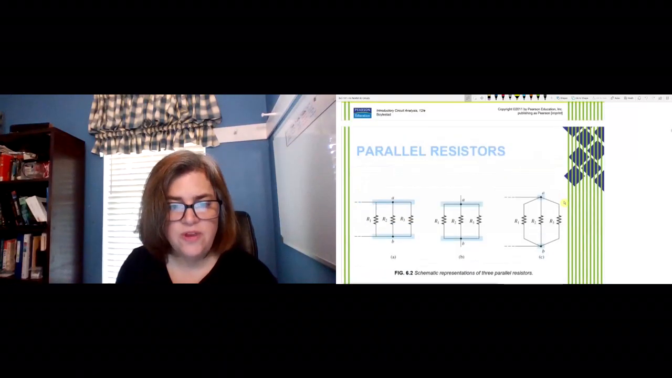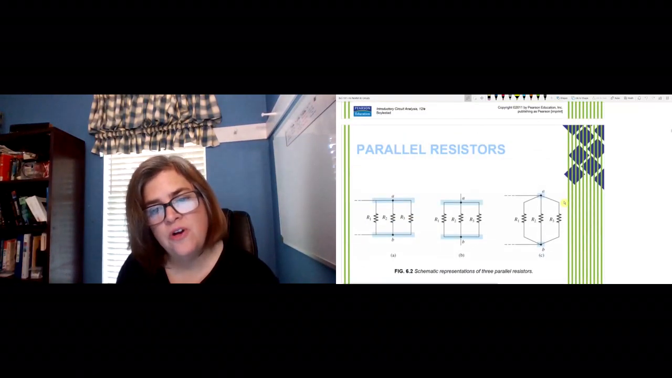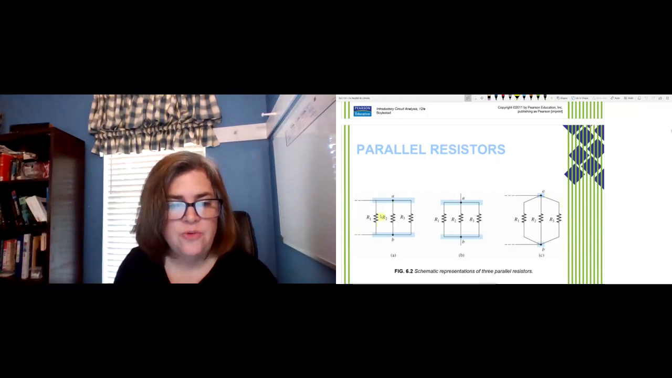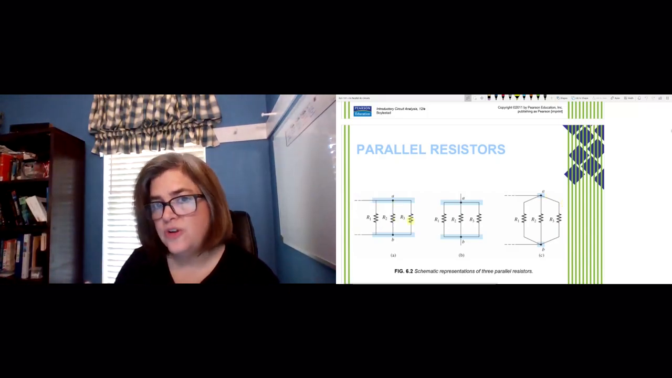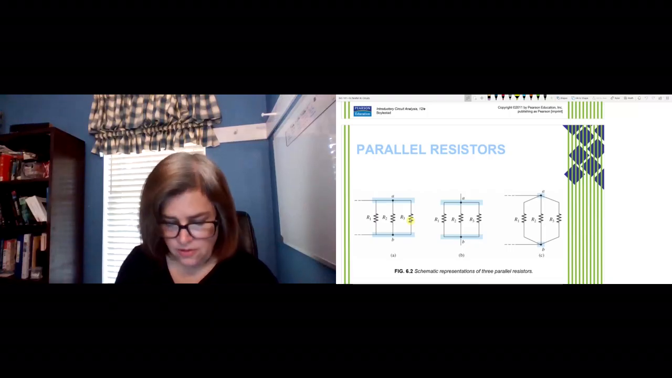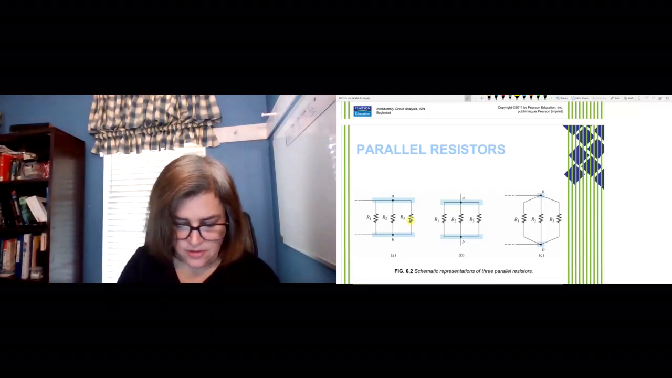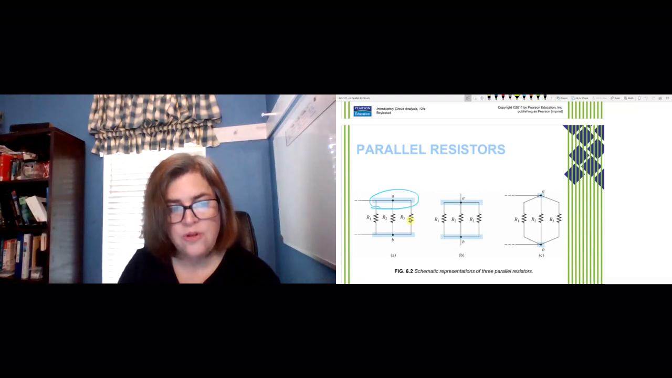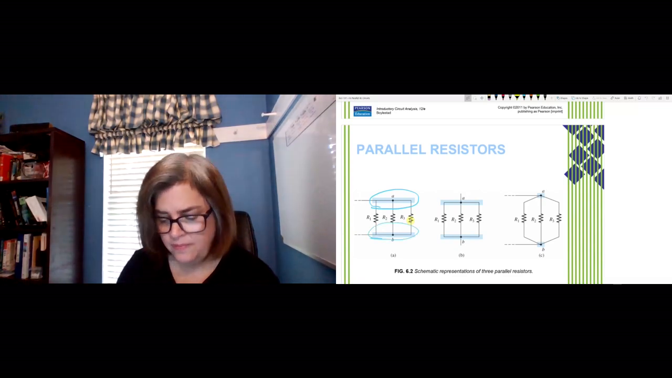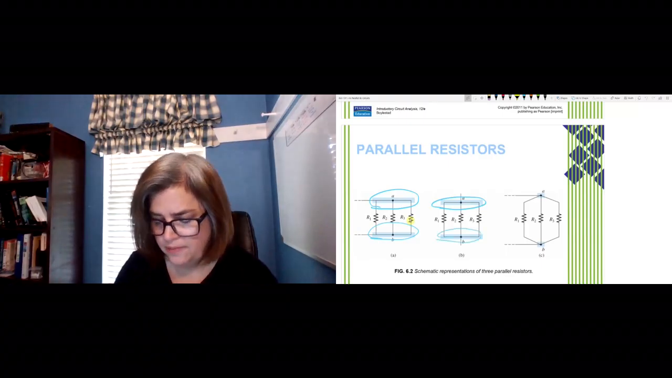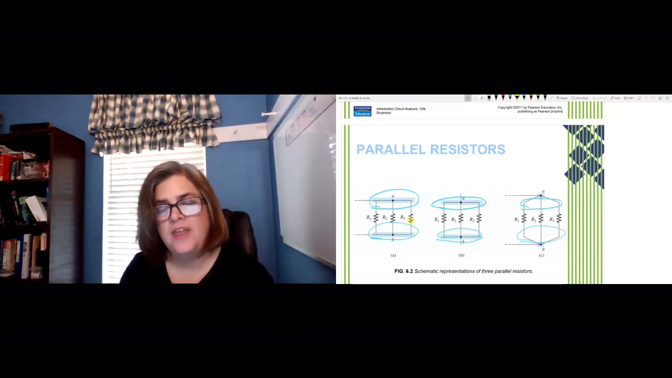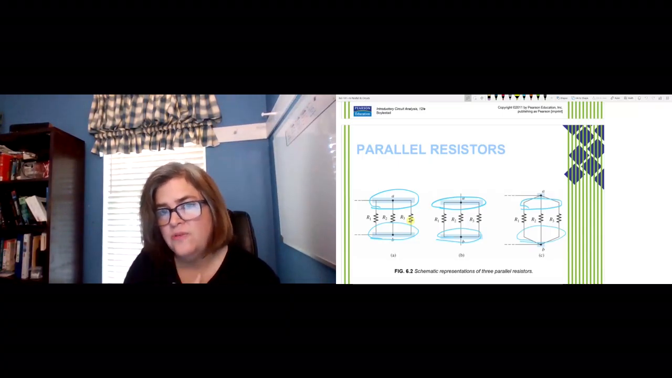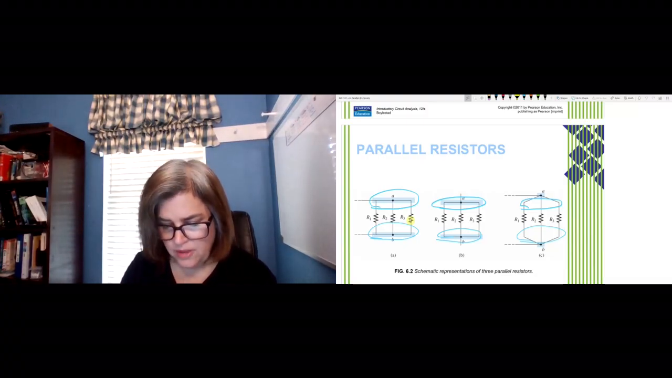Okay, some other configurations or how parallel resistors might be drawn. Again, try to avoid looking at these as if they are geometrically parallel. It really doesn't matter. The only thing that does matter is that they're connected here and here, so all 3 of these resistors would be in parallel, or that they're connected here and here, so all 3 of those are also in parallel, or if they're connected like this. Okay, so again, it's not that they're drawn so that they look parallel, it's that they have those 2 points in common. That's extremely important.